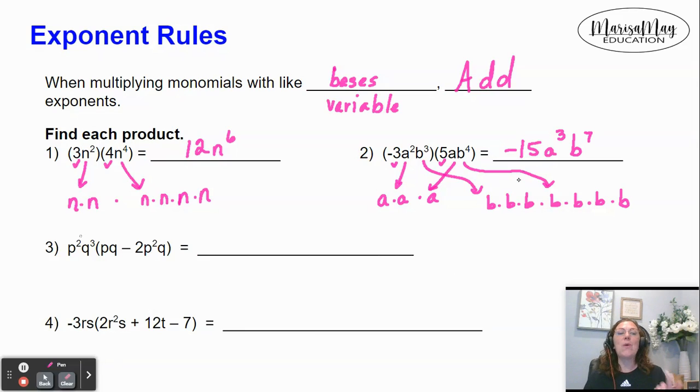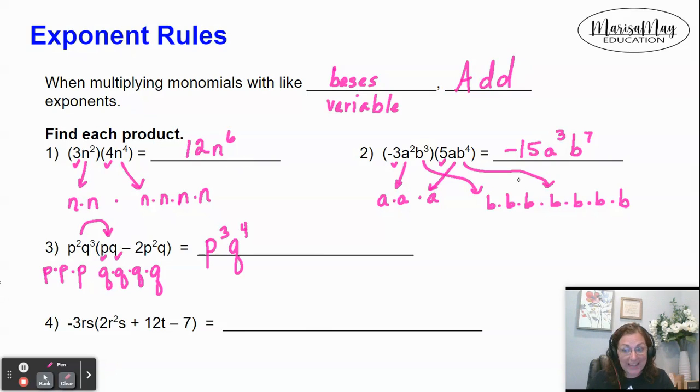Okay, now when we do problem number 3, I'm going to throw us back to our distributive property, and we're going to use the exponent rules that we're using right now. So when we distribute p to the second times p to the third, I'm going to do p to the second, which means p times p, which will give me p to the third. Then I'm going to do q to the third. It's q times q times q times another q, which will give me q to the fourth.